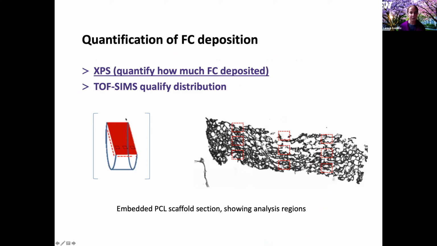We started by taking just a slice of the scaffold and doing some XPS at different areas around that slice. So there's the edge, the center, and the other edge, to sort of quantify with XPS, if possible, how much fluorine was deposited there. And then we did TOF-SIMS imaging to quantify or look at the distribution.